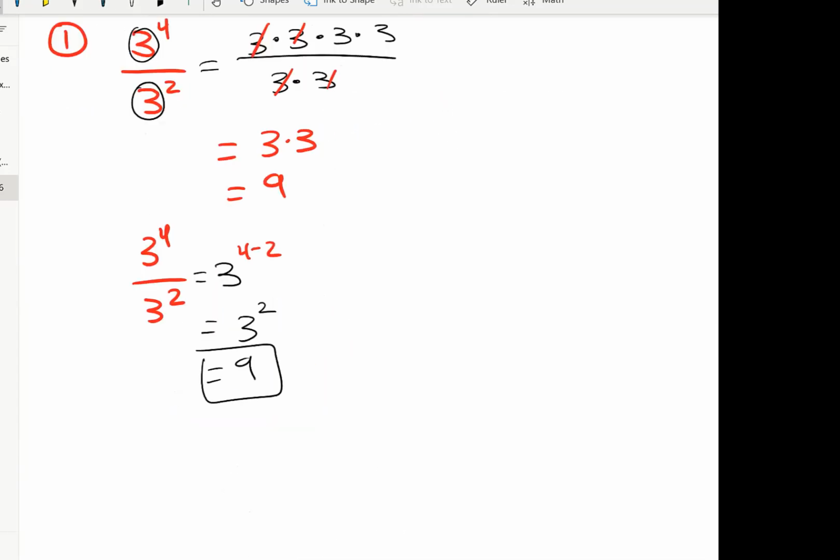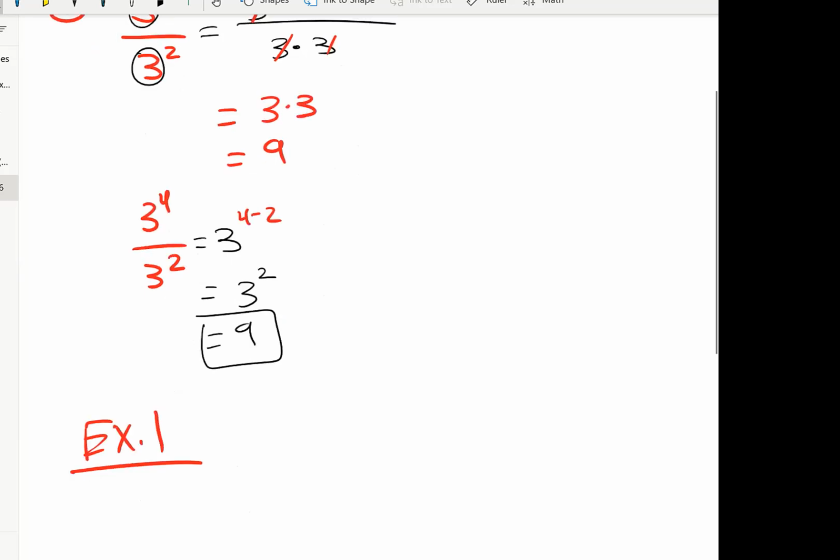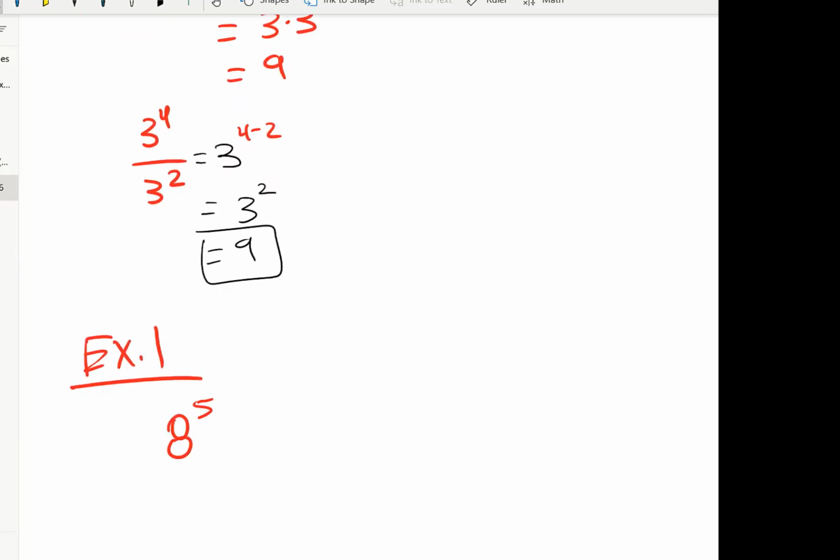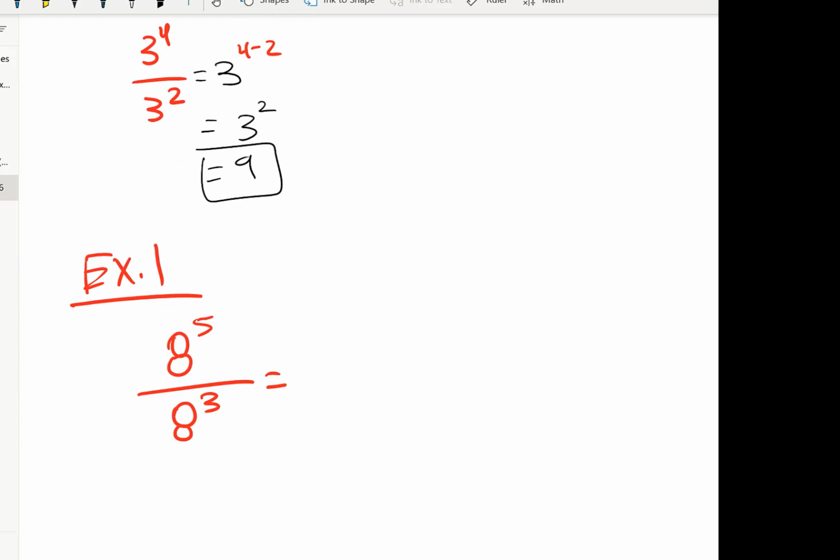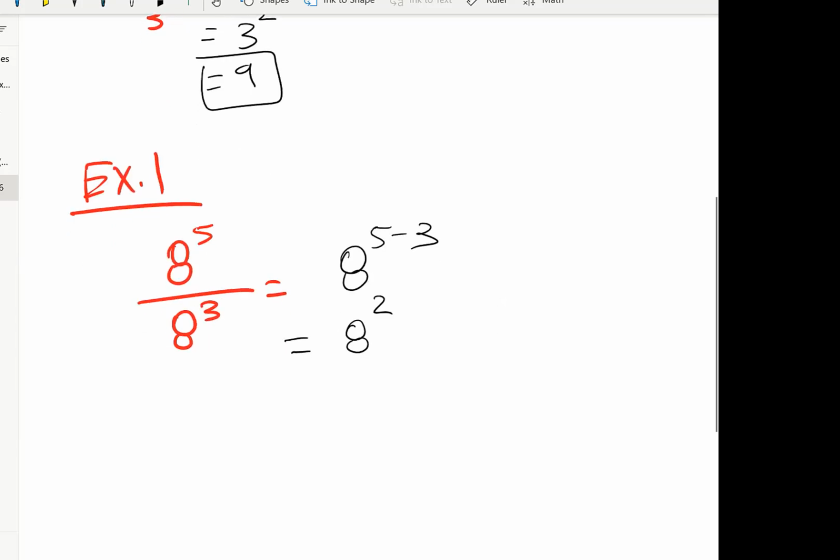So can you guys answer me this question then? This would be our first official example. 8 to the 5th over 8 to the 3rd. What is that? I want you to think about that for a second while I write it. And note that you can do it really quickly if you just use the quotient property. So what's 5 minus 3? It's 2. So what's 8 squared? 64.